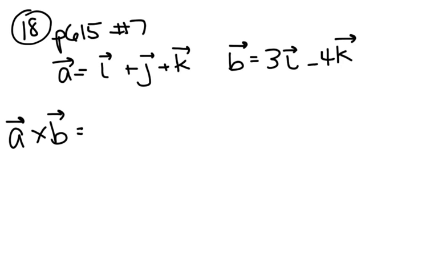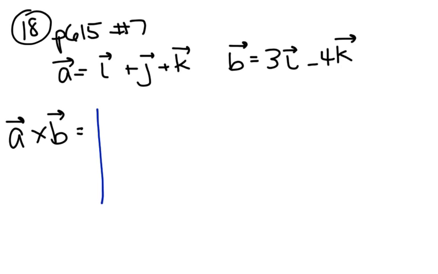Number 18, page 615, number 7. The cross product, unlike the dot product, is going to result in a vector answer. In order to do the cross product, we're going to use a determinant in 3 variables, or of order 3.